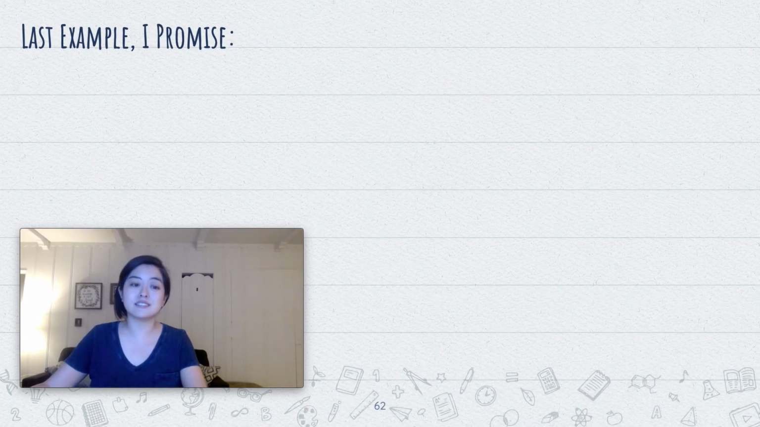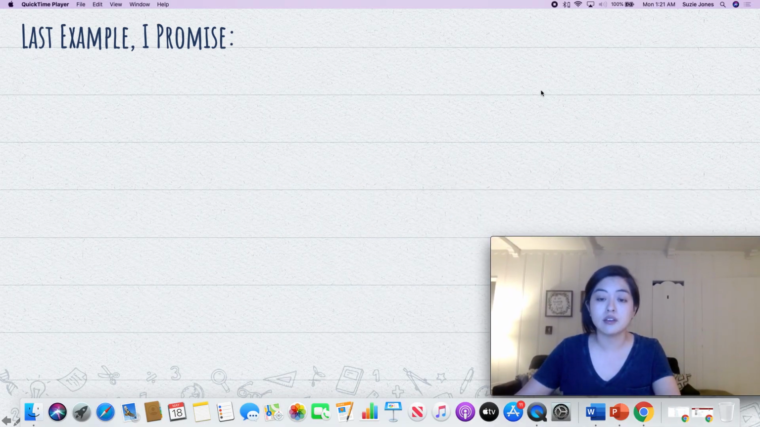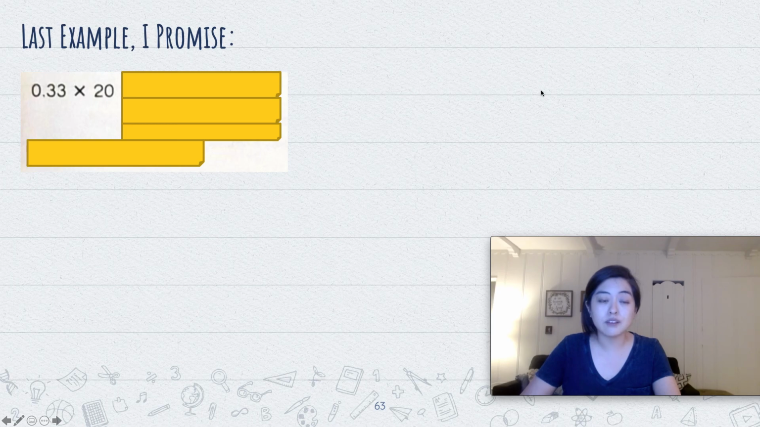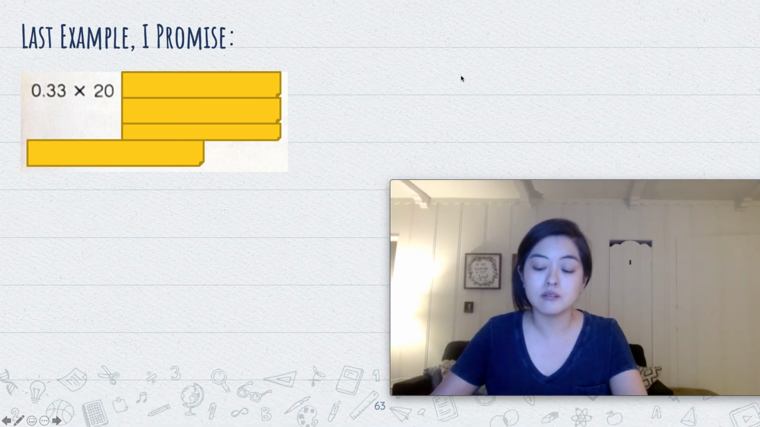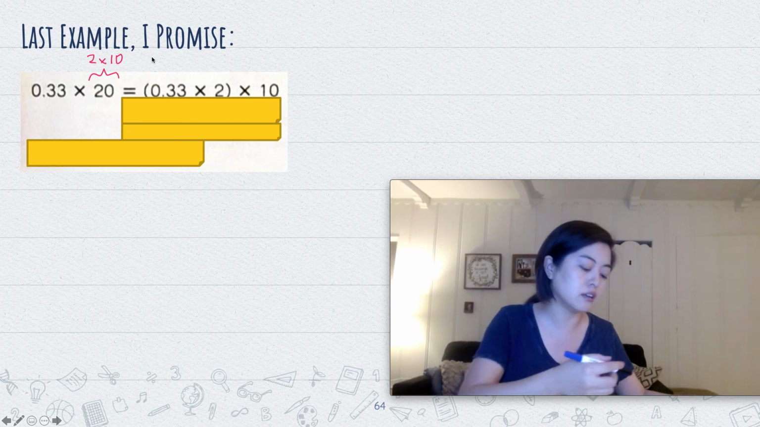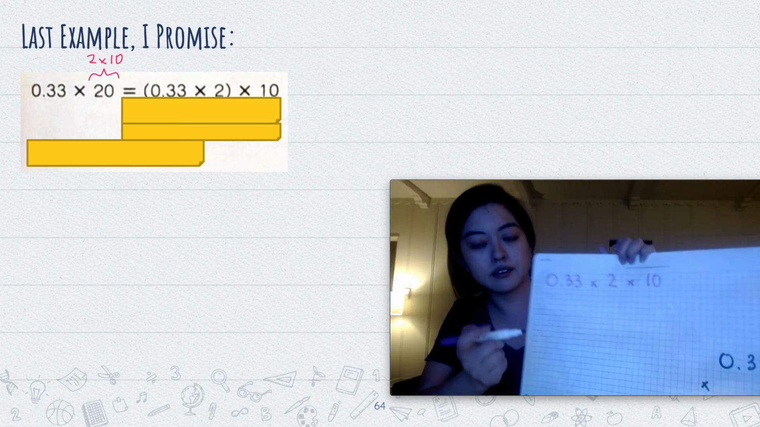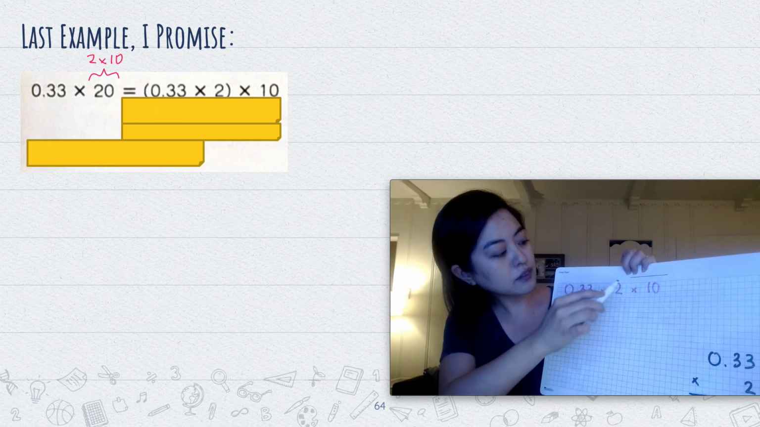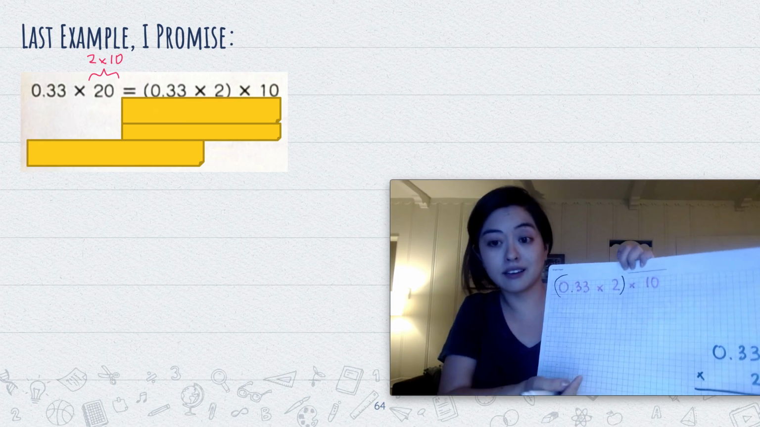All right, let's look at this last example. So we have 0.33 times 20. I'm just going to make it a tad bigger. And that's the same thing as saying 0.33 times 2 times 10, because 20 is 2 times 10. Okay. And so again here, I'm going to do this so I can find the product times 10, okay?